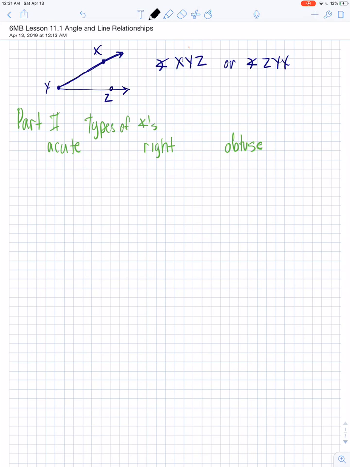All right, continuing on with lesson 11.1, angle and line relationships. Now that we've discussed how an angle is named, let's look at the different types of angles. We have three major types of angles here.